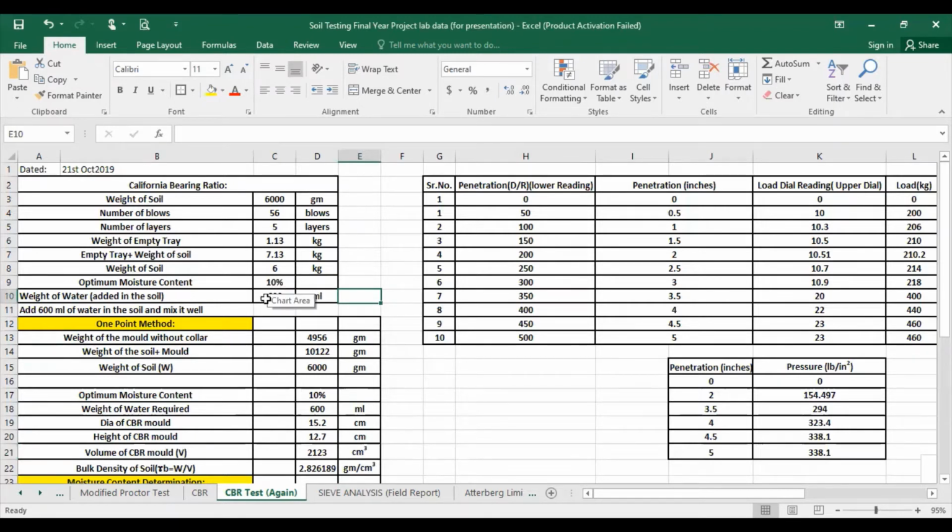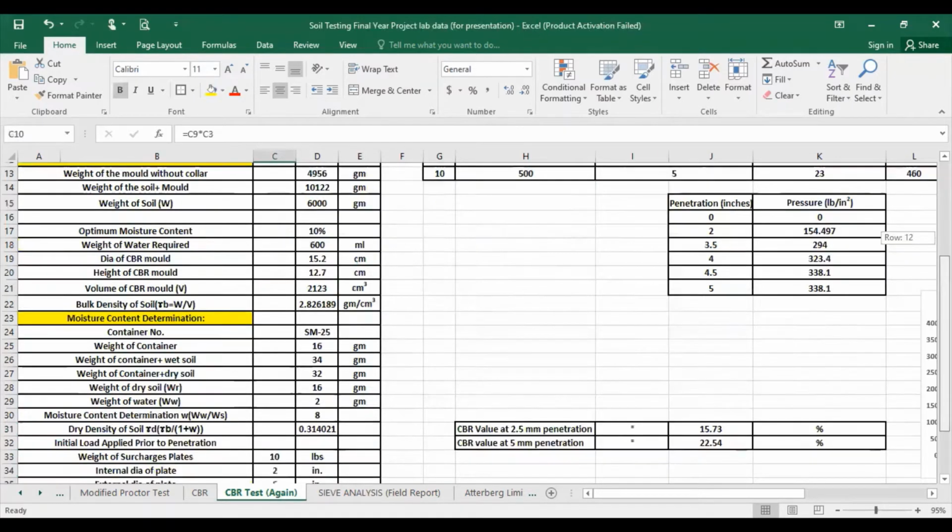Now, the optimum moisture content we have taken is 10%. What does that mean? We have to take 10% of the total weight of the soil. So 10% multiplied by 6,000 means 10 divided by 100 into 6,000, which comes out to be 600 ml. The weight of water added in the soil was 600 ml. You can see here I have multiplied 10% with the 6,000, so I got the value of the weight of water added in the soil.